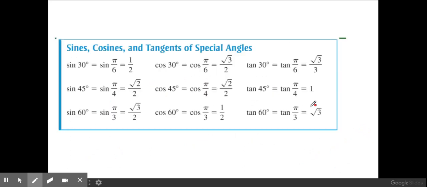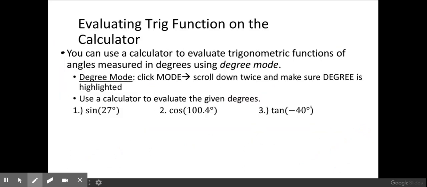So we are going to skip through this special right triangles part. I'm going to go over that in class. And we're going to move right to evaluating trig functions on the calculator.